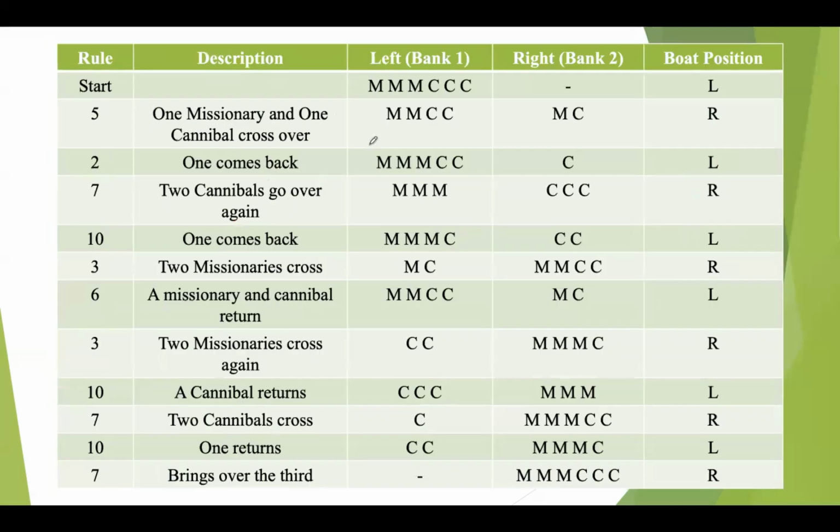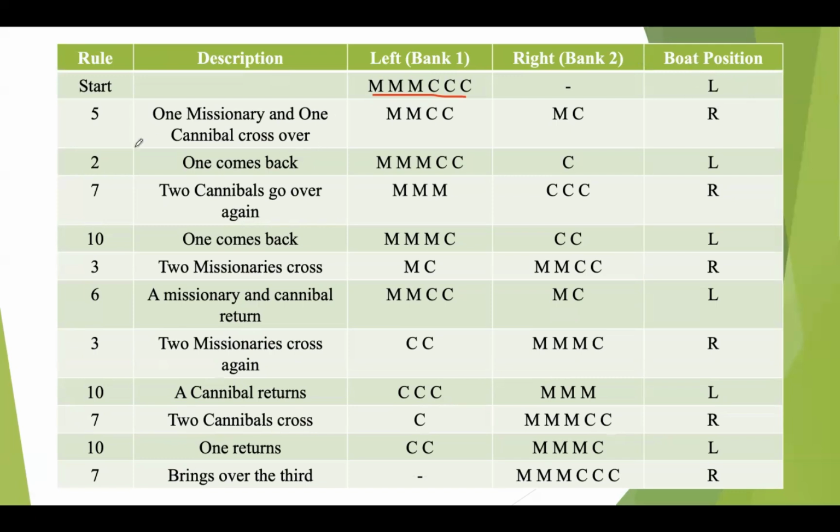Initially, all three missionaries and three cannibals are towards the left side of the river, that is riverbank 1. No one is present on the right side of the river, that is riverbank 2, and the boat position is towards the left side. With the help of this boat, they now need to cross the river.